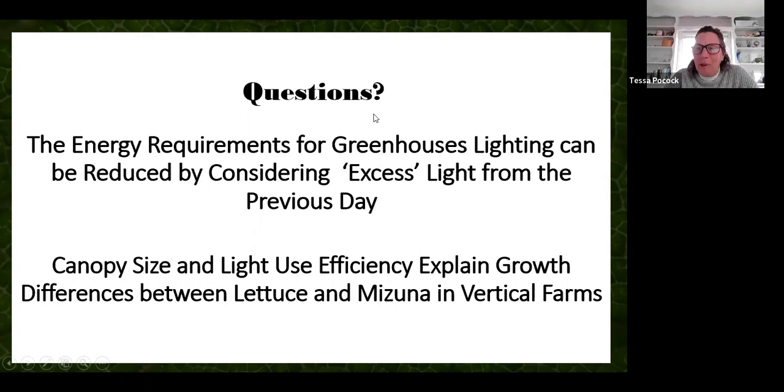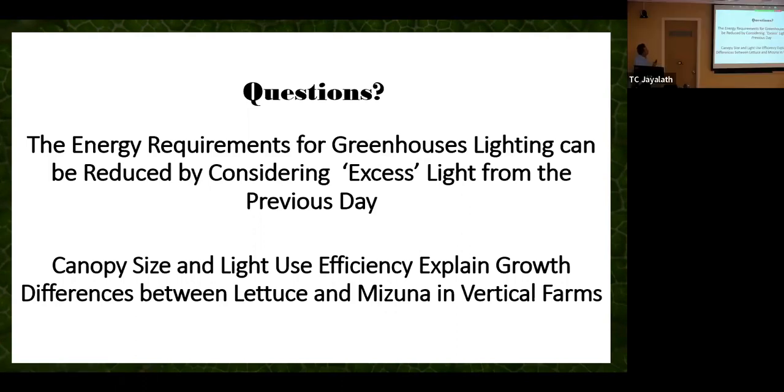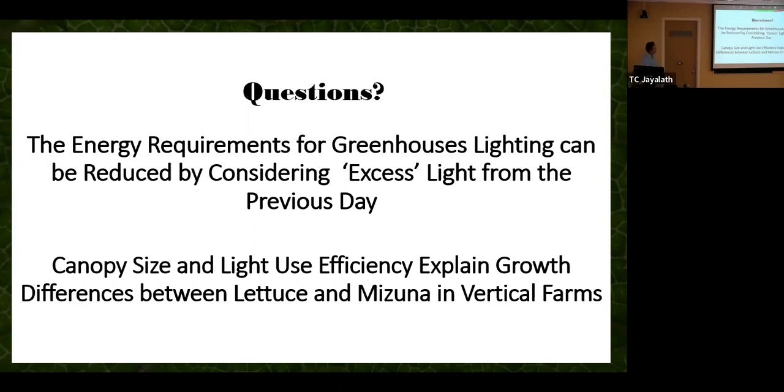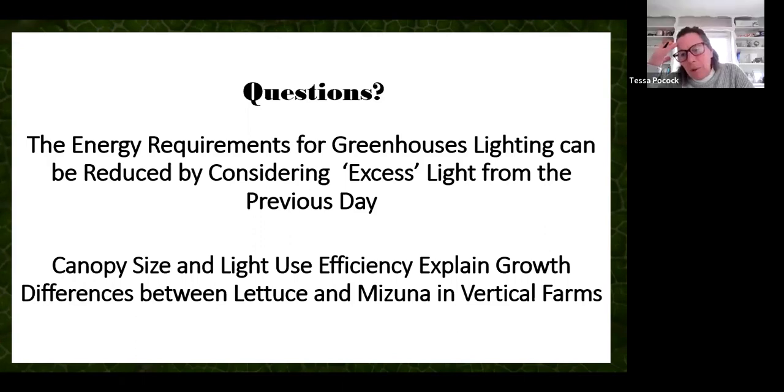Sorry about that. I have a question. Okay, last question. Yeah, this is Tessa. Really great talk so far. I have a question about the first study. The yield did not change that much when the DLI was increased, right? But the kilowatt hours did. Have you calculated grams per kilowatt hour at all?